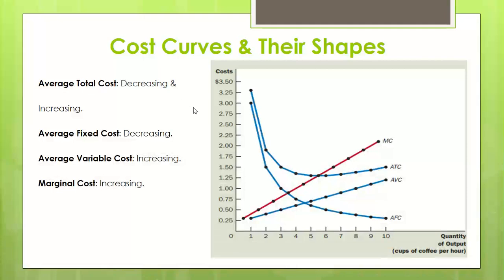First is average total cost. If you look at the average total cost, initially it is decreasing and then it is increasing. I will explain that phenomenon later on. Next one is average fixed cost. Look at the average fixed cost, this one; it is decreasing throughout the graph. Next one is average variable cost, this curve, and it is increasing. And the last one is marginal cost, this red line, which is also increasing.